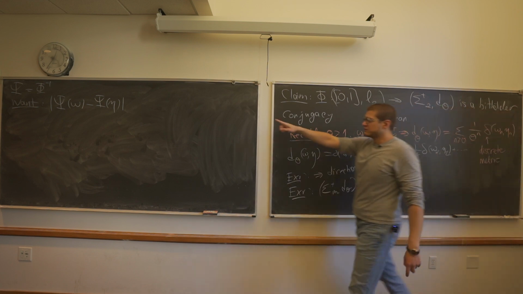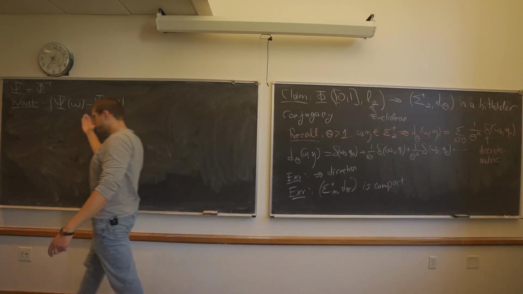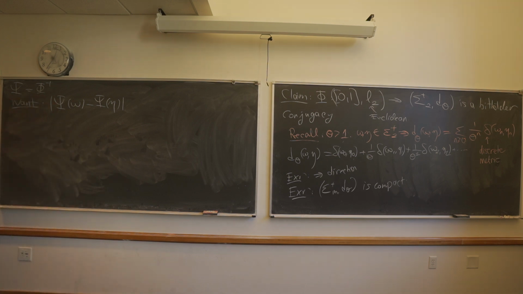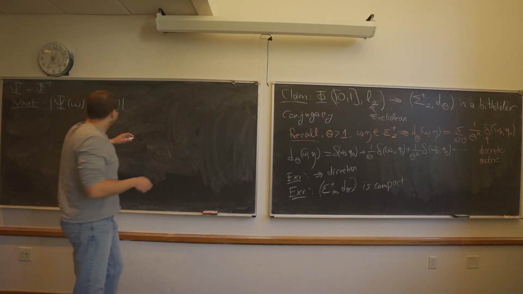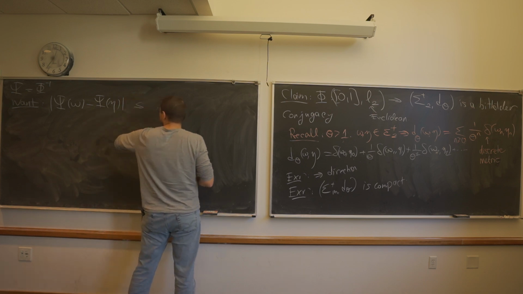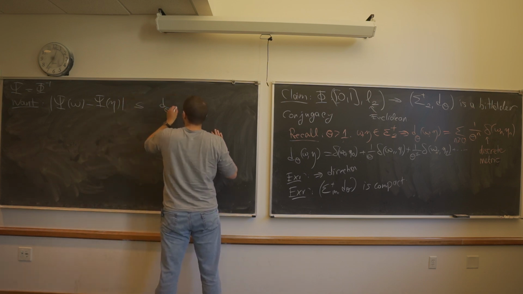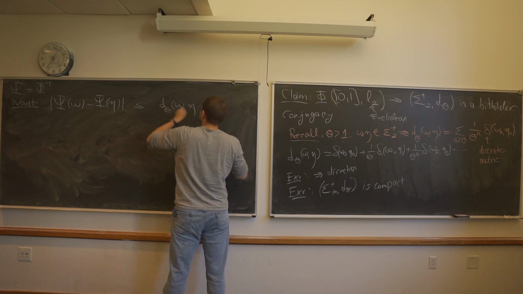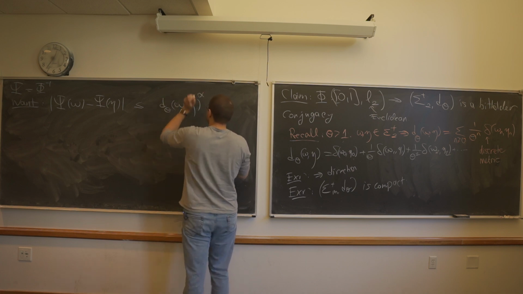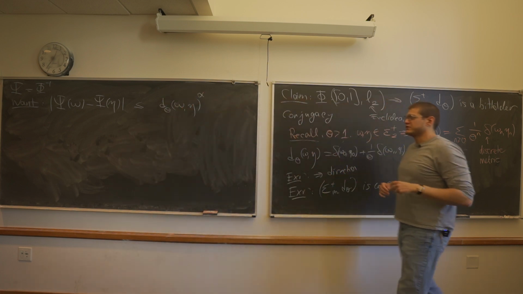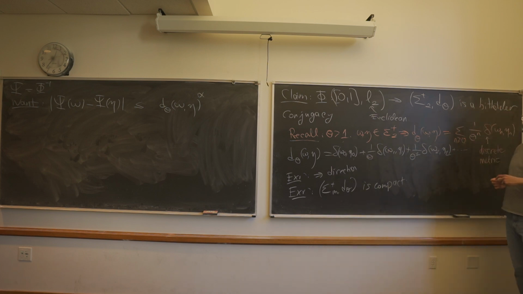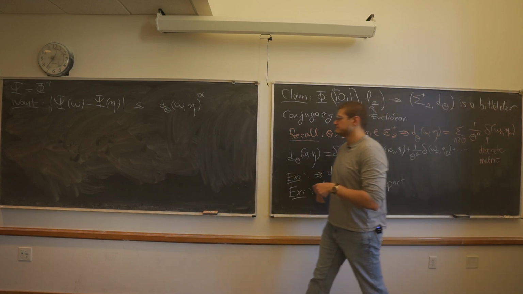Then I look at their distance. So what is the distance of two points on the interval? Well, it's just the absolute value of their difference. So I want to bound this by something like this. Let's say for some alpha, I want this. That is what it means for psi to be Hölder continuous with Hölder exponent alpha.